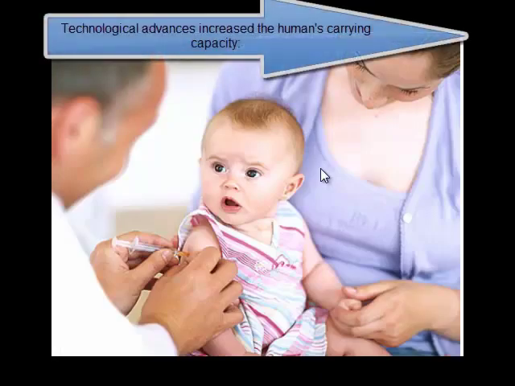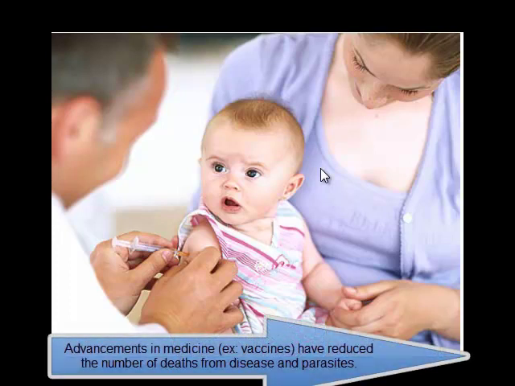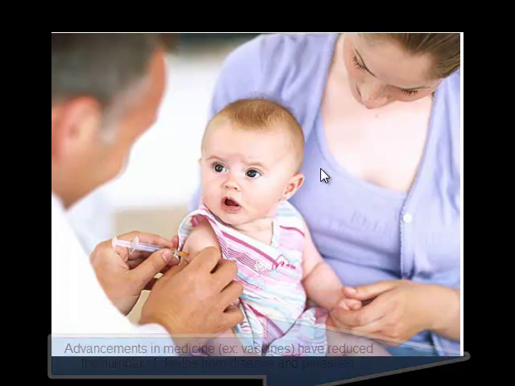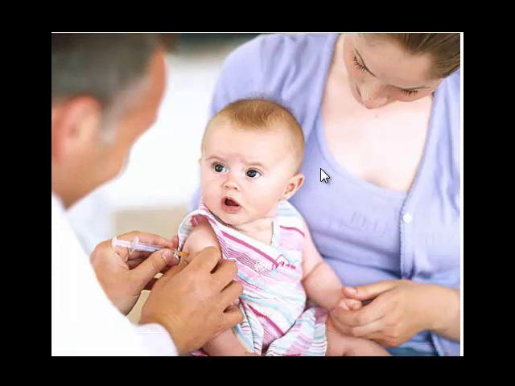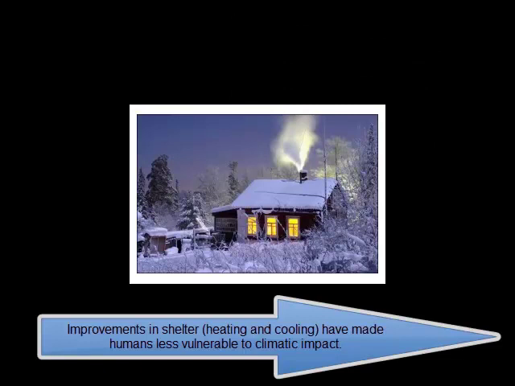Another technological advancement was advancement in medicine. Medicine improved the chance of human survival by reducing the number of deaths due to disease and parasites. Just our awareness of germs and creating vaccines to eliminate plagues and whatnot. And improvements in shelter have made humans less vulnerable to climatic impact due to our ability to heat and cool ourselves.